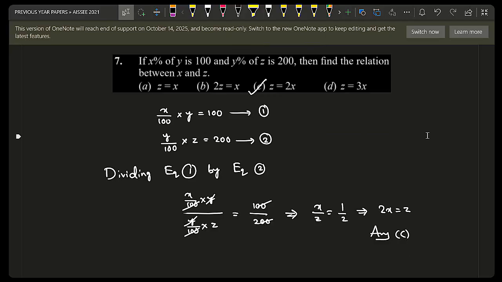So numerator by denominator, y cancels, 100 cancels. So finally I got x by z is equal to 1 by 2. Using cross multiplication, I got z is equal to 2x. That is option C. Now we got a relation between x and z.